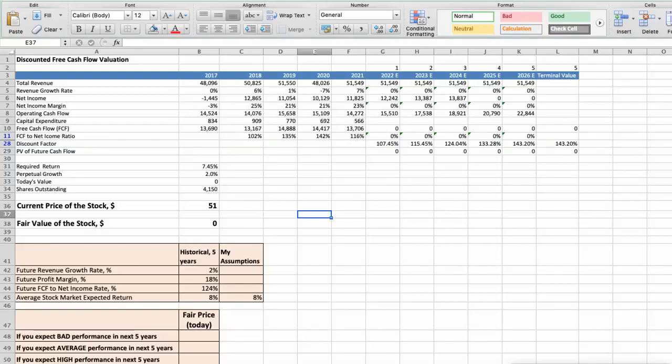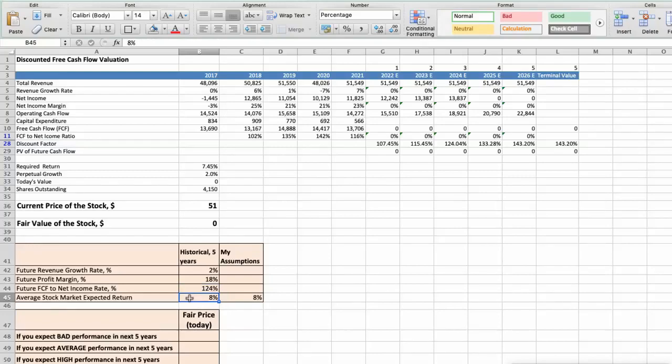This spreadsheet contains some financial data that we will use for the stock valuation. We see that the average revenue growth rate of the stock has been around 2% per year, for last 5 years. We see that the average profit margin of the stock has been around 18% per year, for last 5 years. Also we see that the average free cash flow to net income rate of the stock has been around 124% per year, for last 5 years. And we expect 8% per year average stock market return.